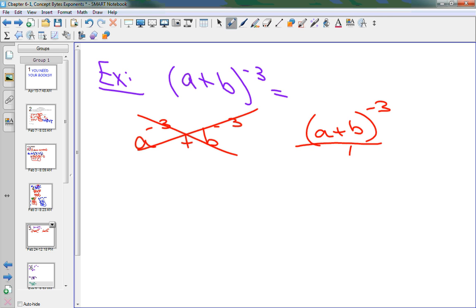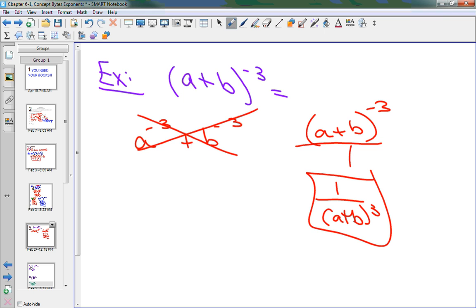Which means you're simply going to put this over 1 and eliminate the negative exponent. So how do I eliminate the negative exponent? 1 over A plus B cubed. Done. That's it. Why is that it? Because they're attached by what? Addition.